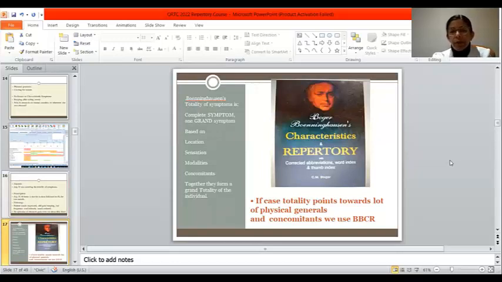Now this is Boger-Boenninghausen's characteristic, BBCR. If the case totality points to a lot of physical generals and concomitants, we use BBCR. The totality of symptoms is a complete symptom, one grand symptom based on location, sensation, modality, and concomitants. Together, they form a grand totality of the individual.